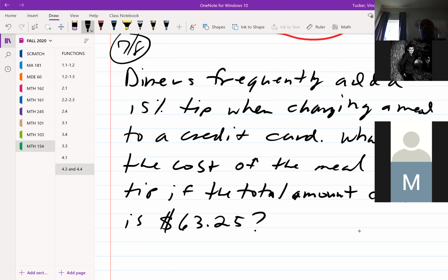All right, diners frequently add a 15% tip when charging a meal to a credit card. What is the cost of the meal without tip if the total amount charged was $63.25? All right.